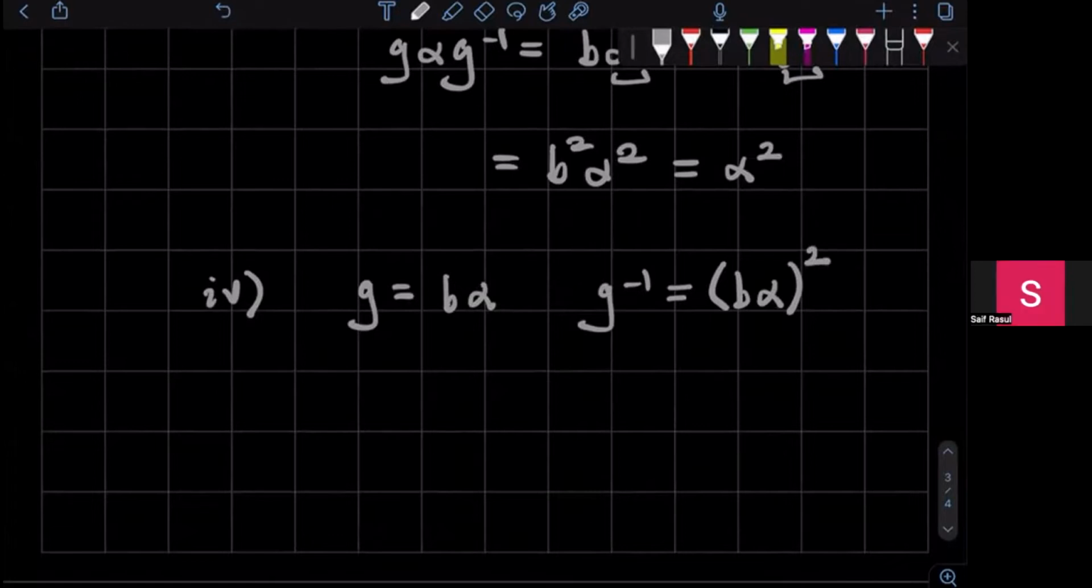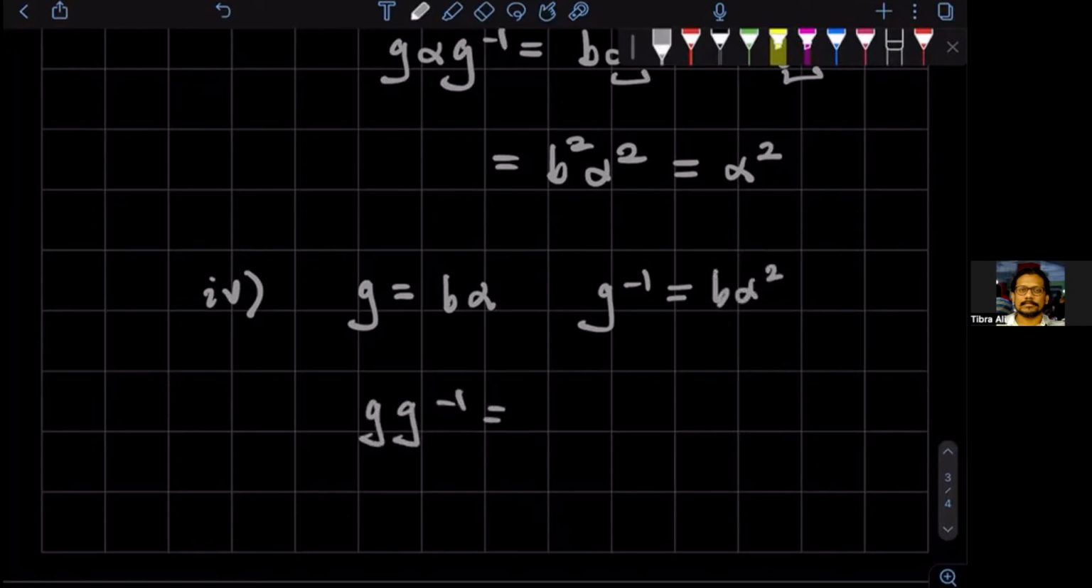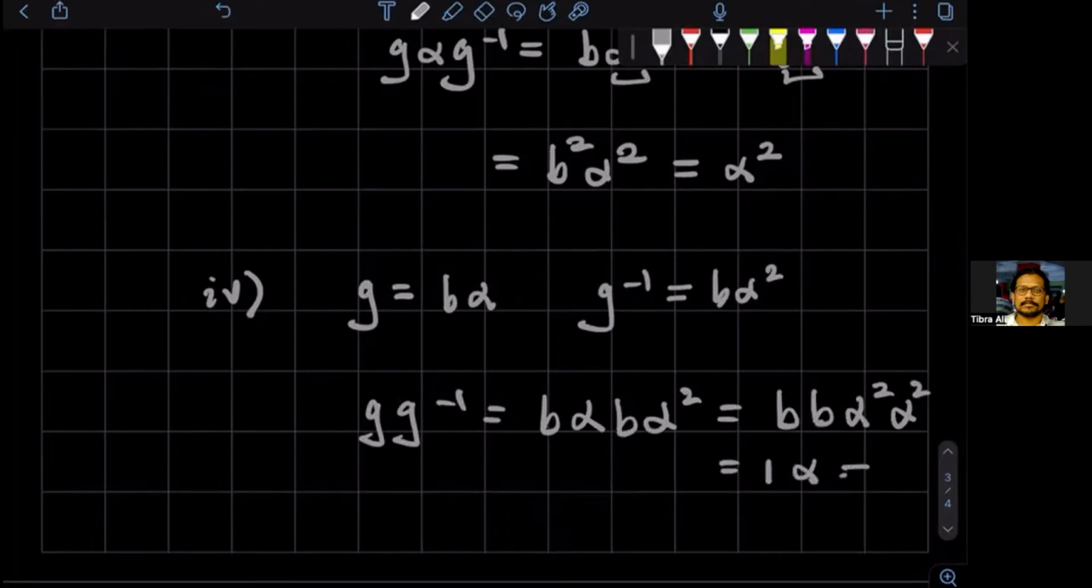Oh yeah, but I actually put the square on just the alpha. I don't think that's correct. Okay, let's see. So you said B alpha squared, right? Let's see if that works. G inverse is B alpha squared. But this is B alpha squared, so this is E. Then we have alpha, right? So this is not equal to identity. So that's not going to work.